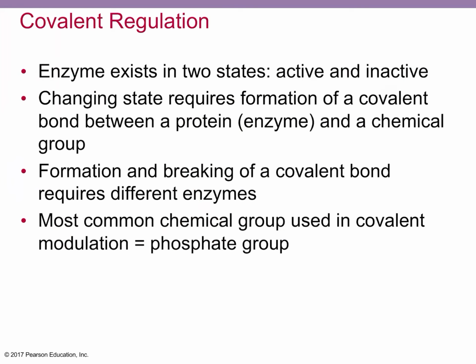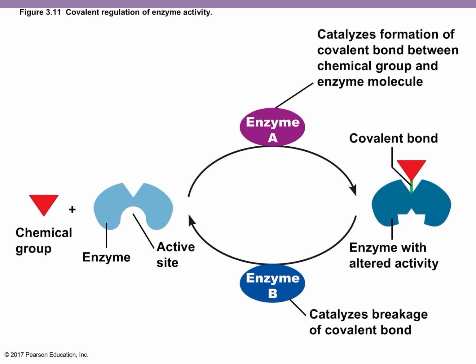All right, let's talk about covalent regulation. This should look really familiar. We are going to add a phosphate group. Okay, so we can have an enzyme in an active or inactive state. When you add a phosphate group, you create an active state usually. So here's an enzyme, here's our chemical group. Most of the time this is a phosphate group. So Enzyme A adds on this chemical group and creates a covalent bond. It's a very tight bond.